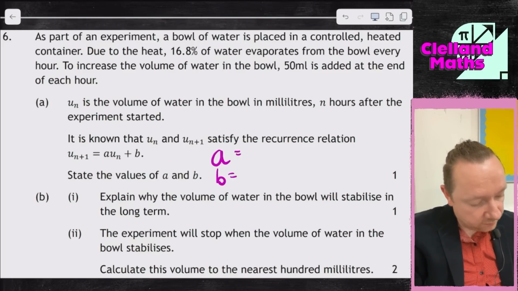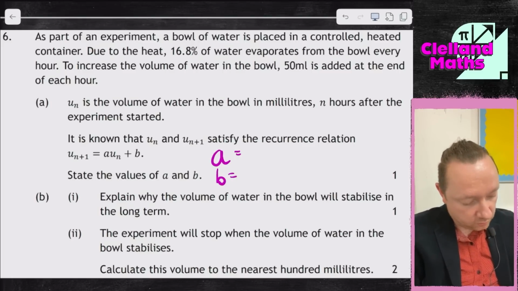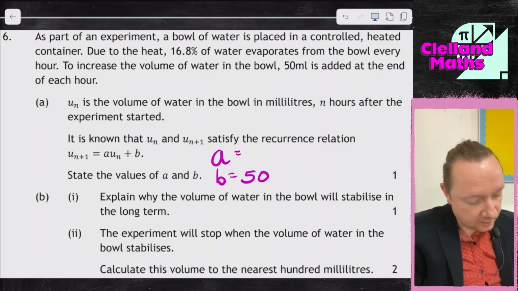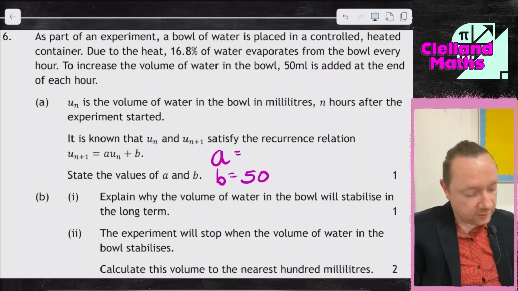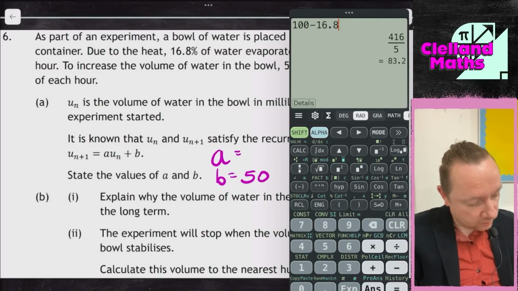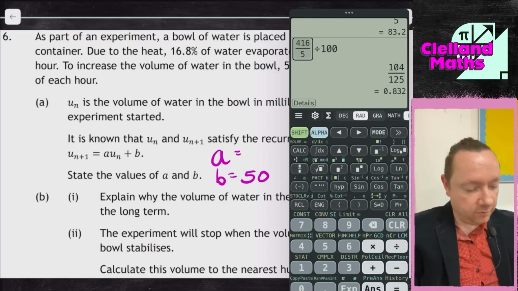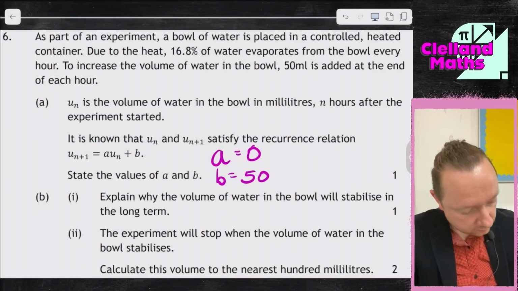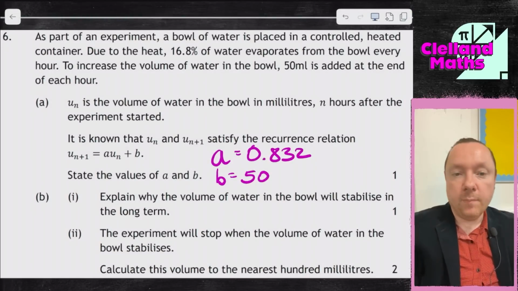So it says 50 ml is added at the end of each hour. So b is obviously 50 then. And it says that un is the volume of water in the bowl, and due to heat, 16.8% evaporates. So I'm not left with 16.8%. I'm left with 100 minus 16.8%, which is 83.2%, which I can change to a decimal just by dividing by 100, 0.832. And there we are for a and b.